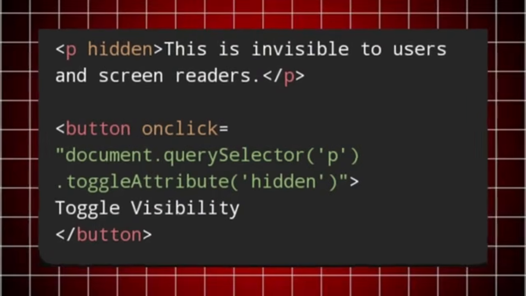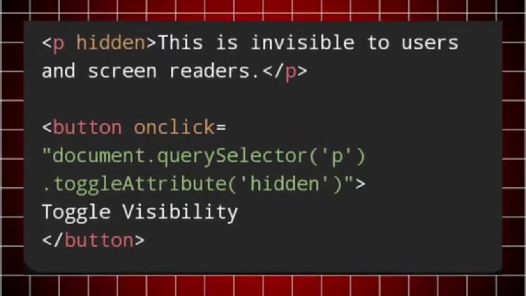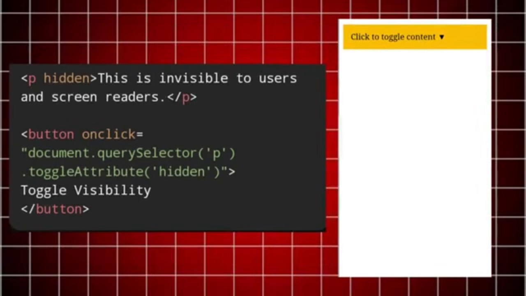Number 8, stop using display none. The hidden attribute semantically hides elements from all users and screen readers. Plus, it's easier to toggle with JavaScript.